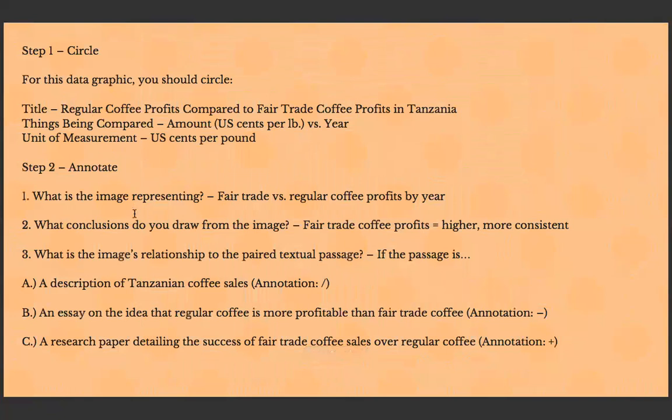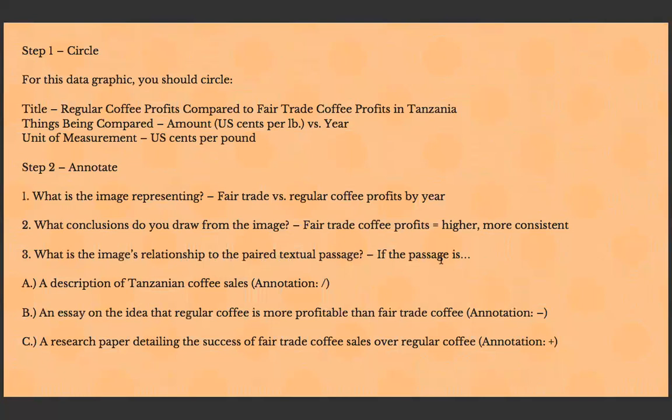So as it states, first thing you're going to do is circle, and then you're going to annotate. Again, what is the image representing? Is it representing fair trade versus regular coffee profits by year? What conclusions are you drawing from the image? Fair trade coffee profits equals higher, more consistent. What is the image relationship to the paired text passage?